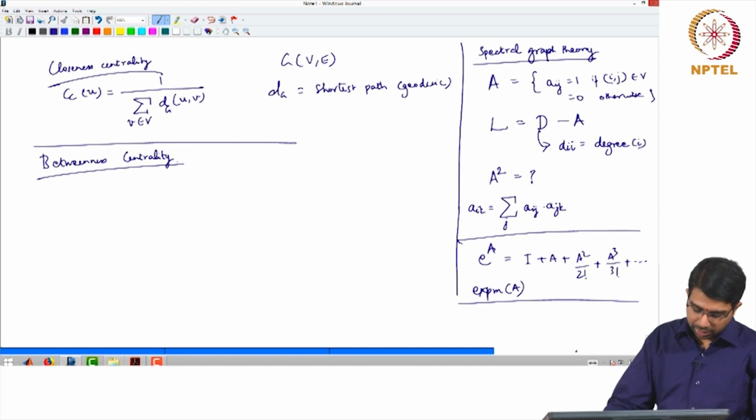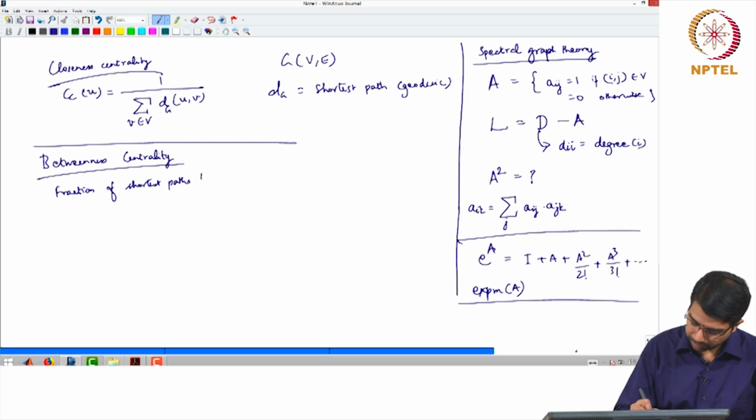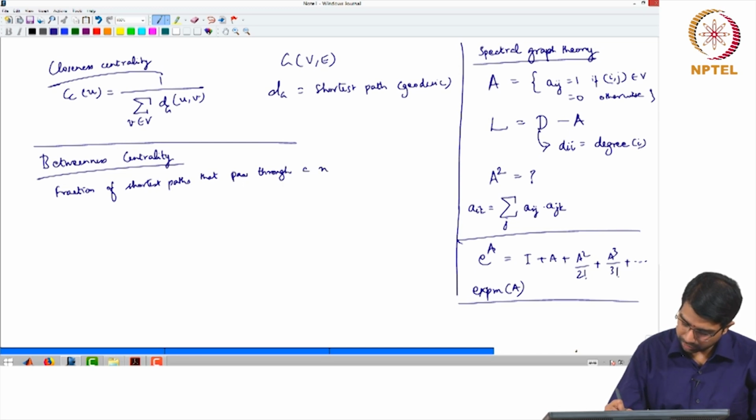It is essentially a fraction of shortest paths that pass through a given node.